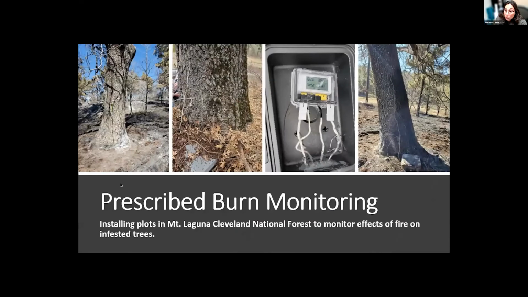And then we're also monitoring burn plots in Mount Laguna, in the Cleveland National Forest. We're installing plots in Mount Laguna and monitoring the effects of the prescribed burn on emergence.